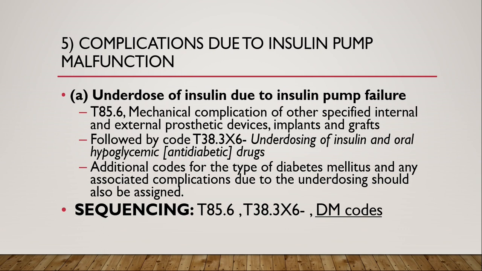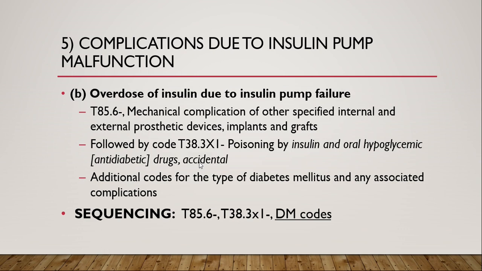Overdose has the same sequencing, the only difference is your second code. It's still T38, but I think it's T38.3X6 for underdosing, T38.3X1 for overdose. Overdosing of insulin due to insulin pump failure, rather. So we have T85.6, still T38.3X1 for overdose, X6 for underdosing, and still your DM codes. Just write that sequencing right beside your guideline in order for you not to forget during the exam. Okay?